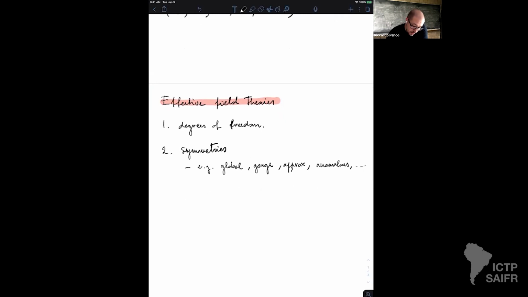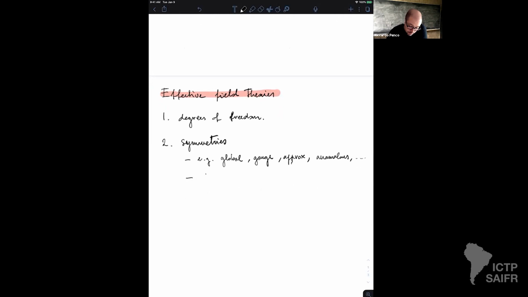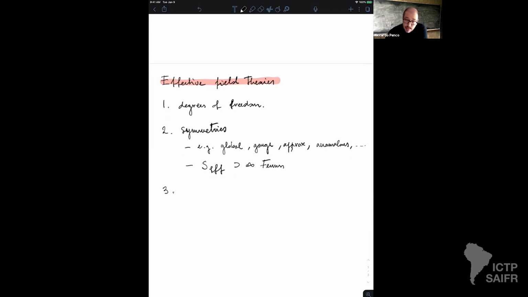But for now, let me just say that once you have identified your degrees of freedom and your symmetries, one of the main tenets of the effective field theory ideology is that the effective action should contain any possible term that is compatible with the symmetries and is built out of your degrees of freedom. And as a result, in general, the effective action will contain an infinite number of terms.